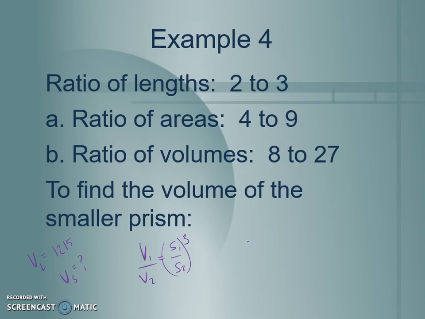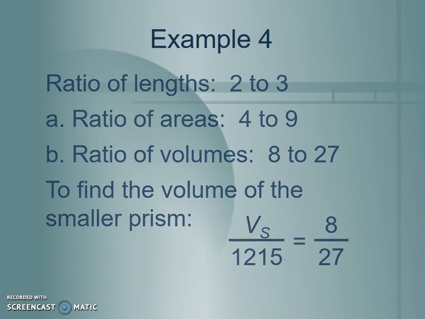So we have our volume of our smaller, we don't know. All right, that's our V1. Our volume of our larger is 1215. And we take that 8 over 27 that we got whenever we cubed our 2/3. Solve using cross multiplication. And you get a volume of 360 units.